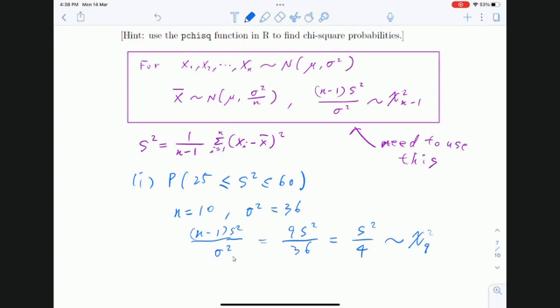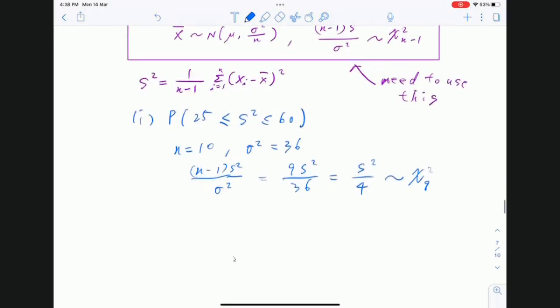So in other words, in this problem, if you take a quarter of the sample variance, it will follow a chi-square distribution with degrees of freedom 9. And therefore, this probability will be the same as this. We divide all these numbers by 4. The reason is that we can make this random variable follow the nice distribution here, which is chi-square 9.